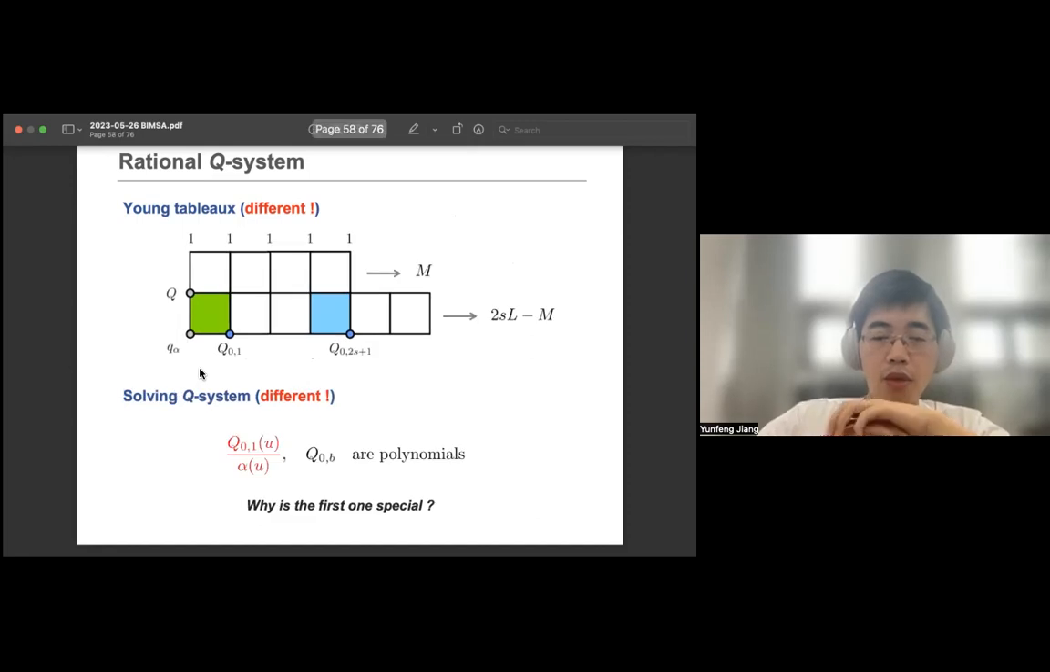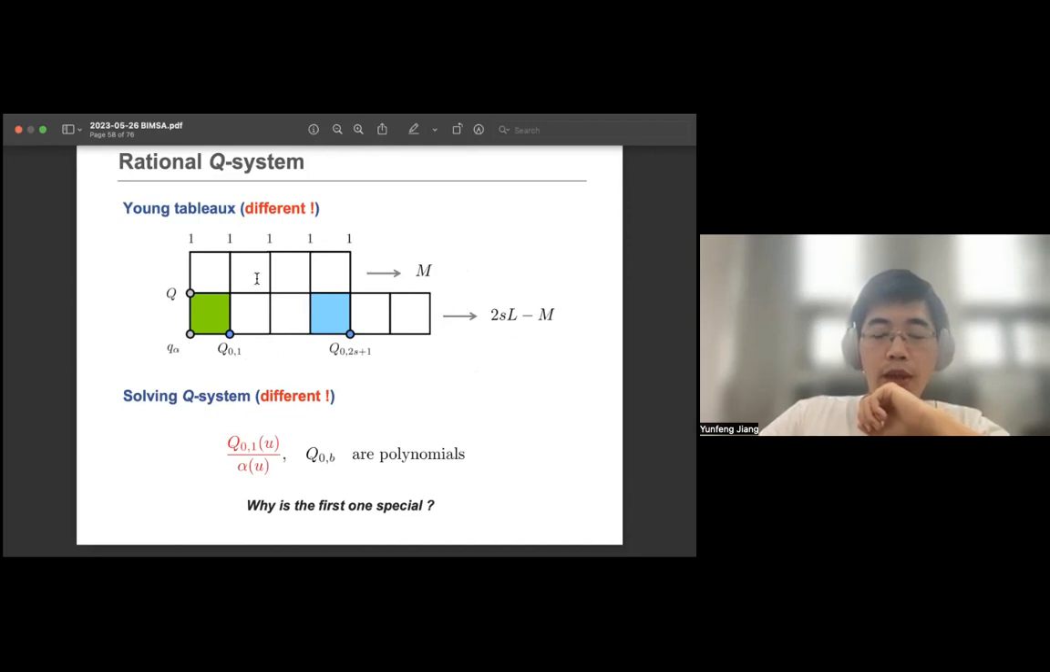So what is the rule? The rule is that in general, for a spin S Bethe ansatz equation with length L and M magnons, the first row still has M boxes, and the second row has 2SL minus M boxes. So this is what is changed from the spin 1/2 case. Now, also the boundary condition is changed. I will give you a general expression for Q alpha later.